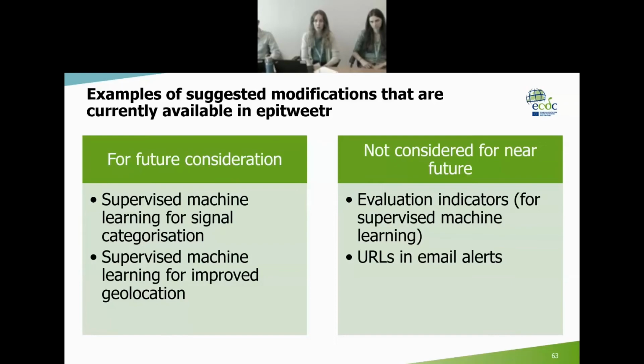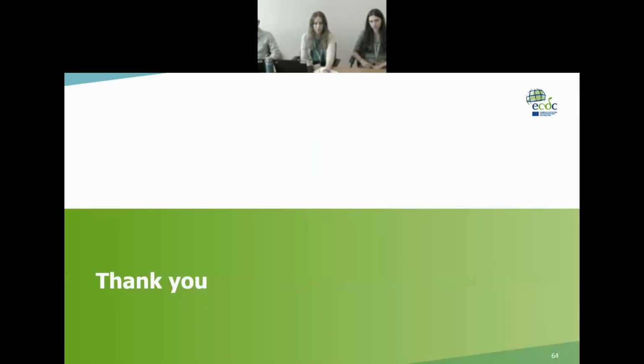There's also additional information on the most relevant tweets within a signal. It was also mentioned to see all the tweets. We didn't include all of them, but there are still some additional improvements that we have included, as I mentioned, after these discussions in the workshop, after the evaluation and after the different feedback and usage of epitweetr, not only at ECDC, but in other institutions. So that was a short presentation.